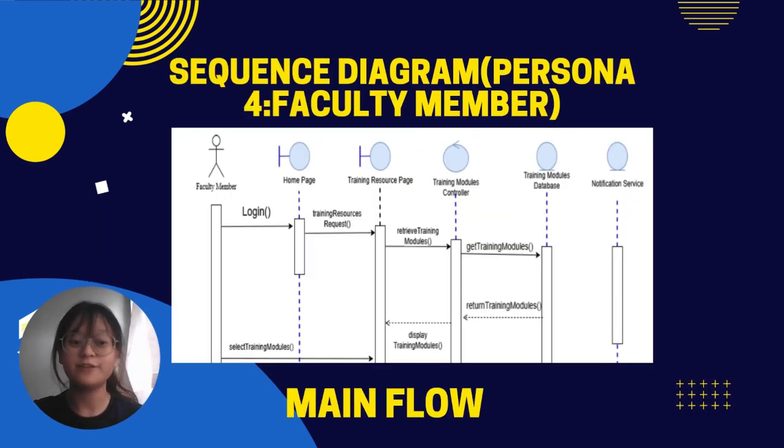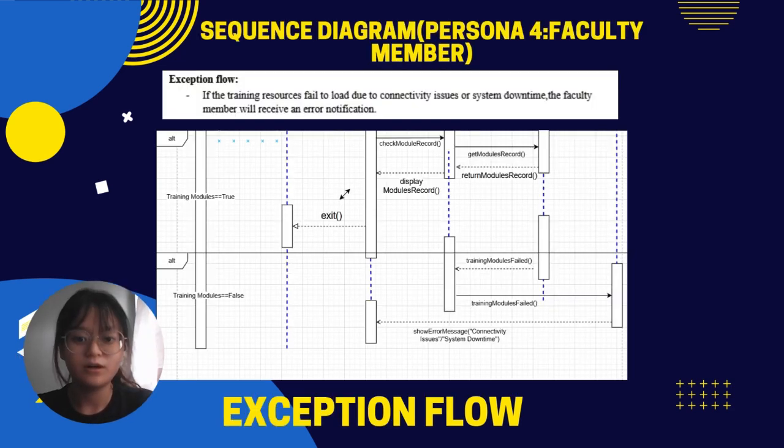This is the main flow in this sequence diagram. It shows how the faculty member interacts with homepage, training resource page, training modules controller, training modules database, and also notification service within the system. While for exception flow, I would like to highlight if the training resource fails to load due to connectivity issues or system downtime, the faculty member will receive an error notification.